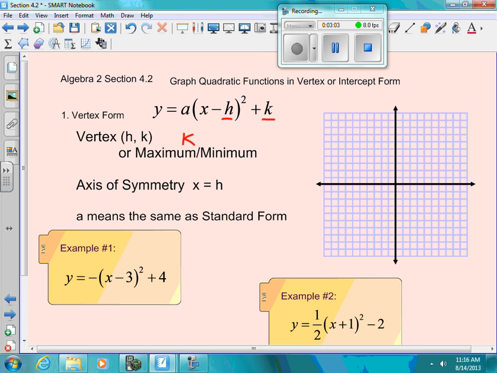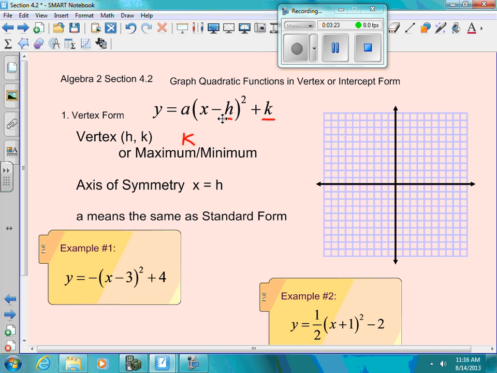The axis of symmetry, x equals h. Same h as what's in the equation. Okay. a is the same thing as it is in standard form. So what is that? If a is positive, it opens straight up. If a is negative, it opens down. So this is vertex form.